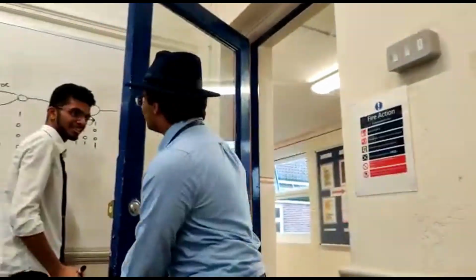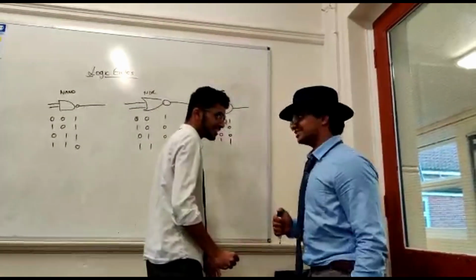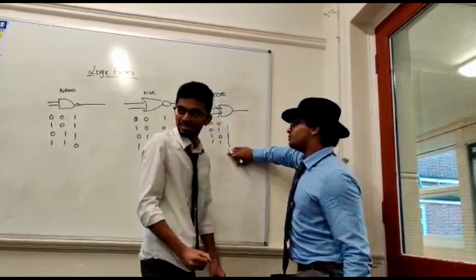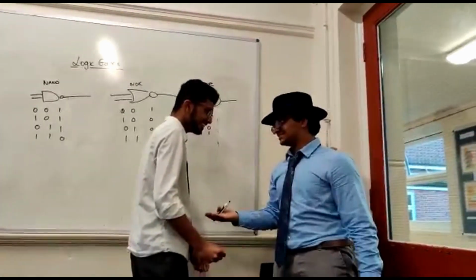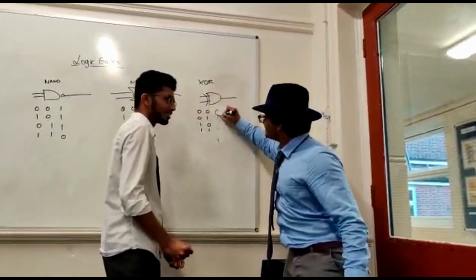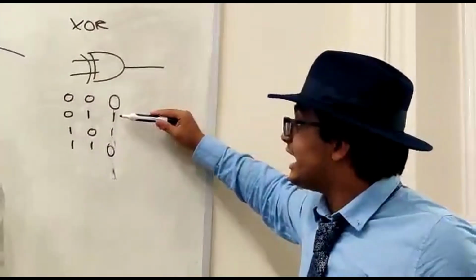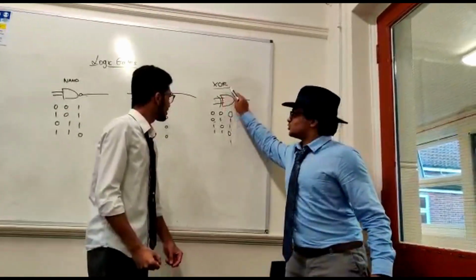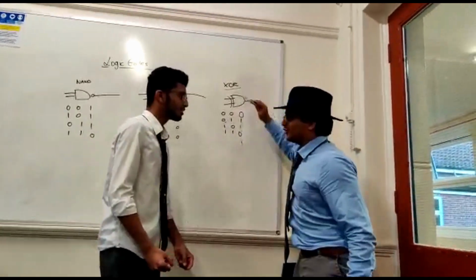Excuse me, my friend. There is one problem with... Who are you? I am Mr. Dr. Rajesh. As you can see, the XOR gate is actually the opposite of what you have. What is it? The opposite. Correct. It is 0, 1, 1, 0. It only gives you one output when they are not the same. Because it's XOR.